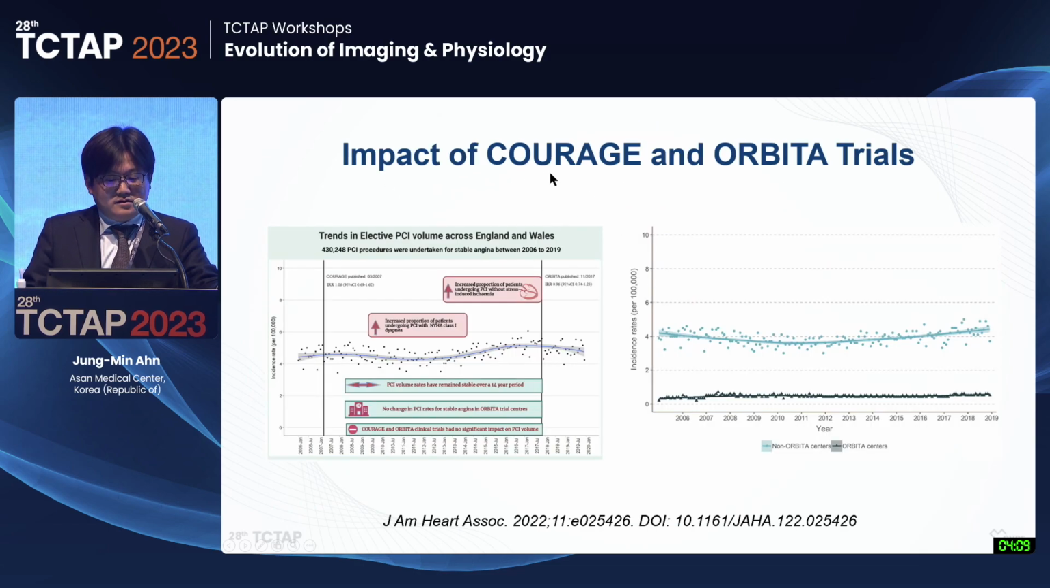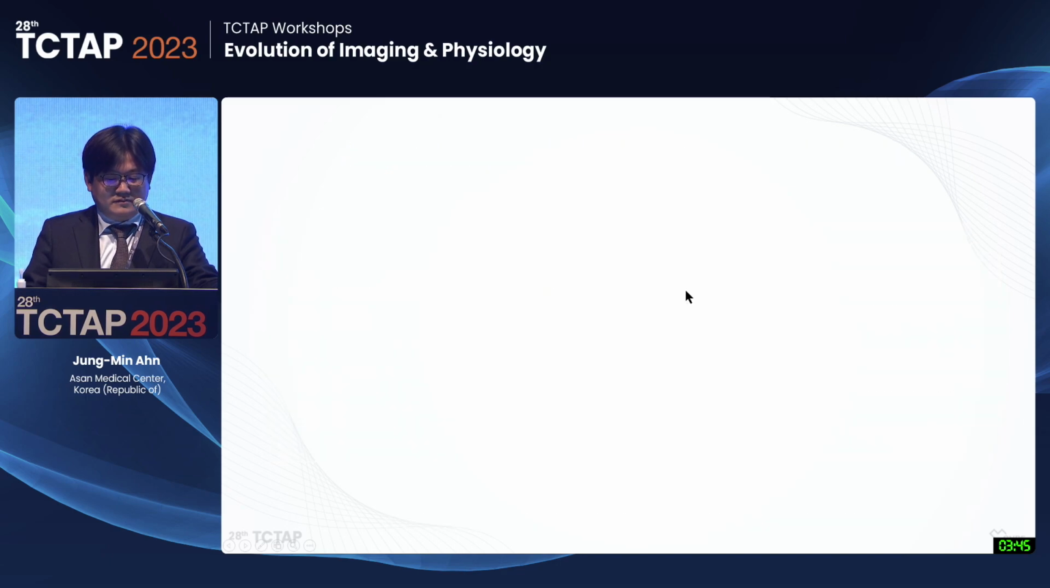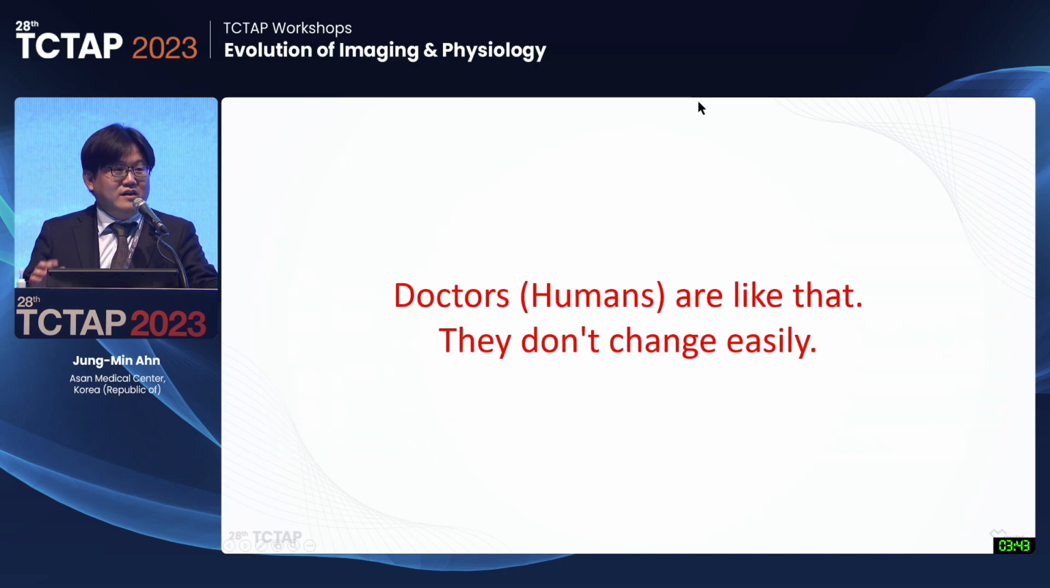Then, some studies show that after the COURAGE trial, the ORBITA trial or other trials for stable angina, there is no change in practice. Even after study publication, even in the ORBITA trial centers, elective PCI numbers didn't decrease at all for 13 years. I think doctors, humans, are like that. They don't change easily.